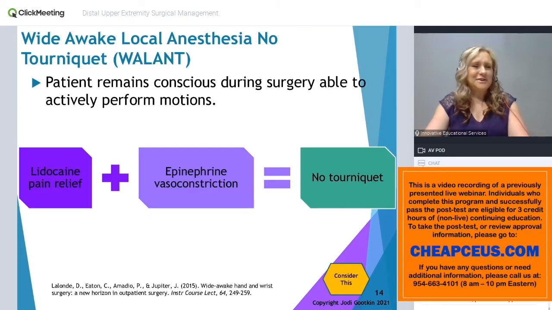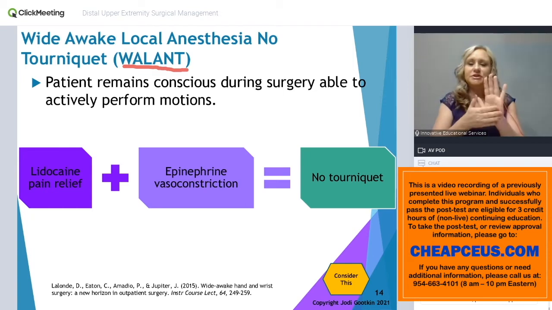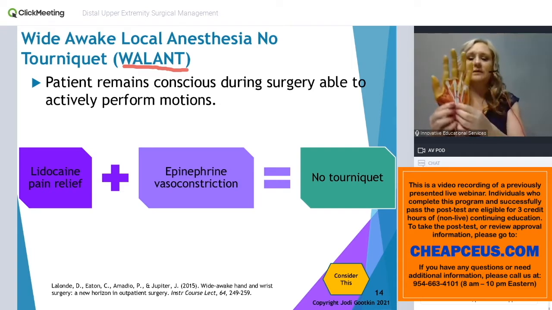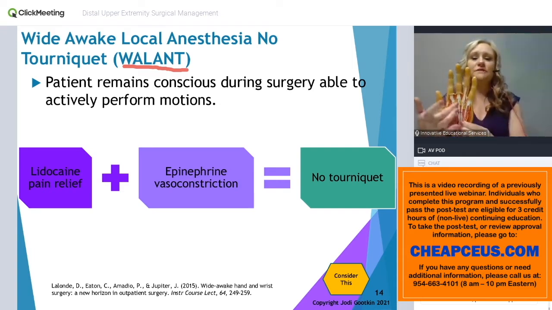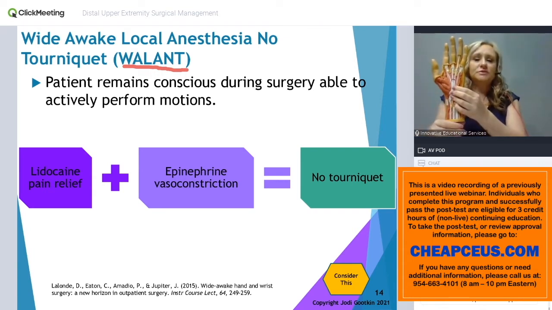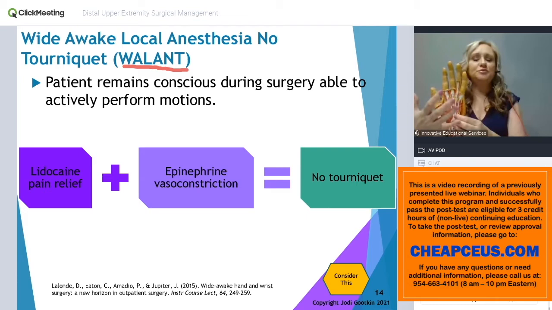That may sound peculiar, that many patients may be awake during an actual surgical technique on their hands, but there is more use of the WALANT procedure. And this stands for wide awake local anesthesia, no tourniquet. Normally what happens, there is significant vasculature in the hands. There's a lot of critical anatomy that needs to be taken with caution in terms of nerves and vasculature and structures in the hands. So in order to have a good visual field, open procedures are often done, but there needs to be a more proximal tourniquet so that there is not too much blood in the field.